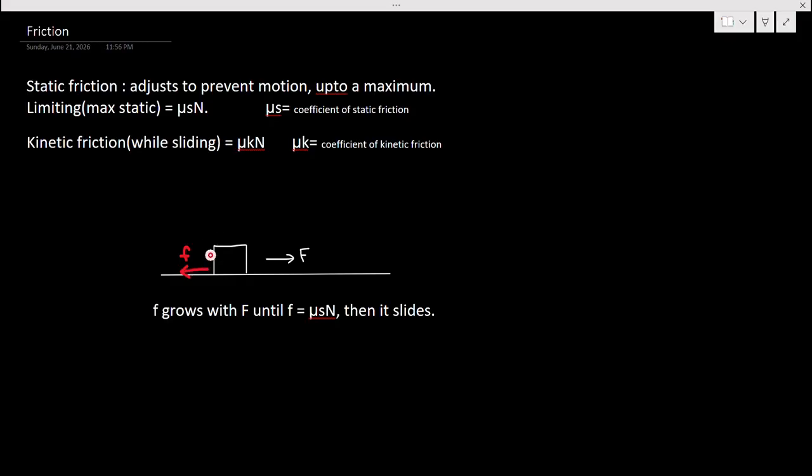But if the force goes beyond mu s n, then the friction maxes out at mu s n, the block will start moving, and the friction will convert to mu k n, which is the kinetic friction while sliding. That remains constant. If the force increases, the friction remains constant at mu k n. It only depends on n, and n will always be mg in this case. So this is what I have written here: small f, which is friction, grows with F until F equals mu s n, and then it slides with a constant friction of mu k n.